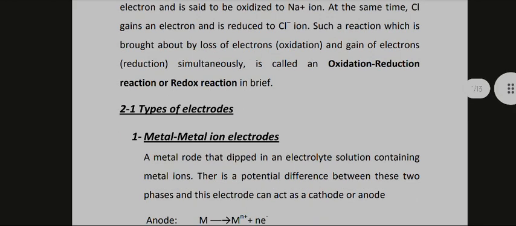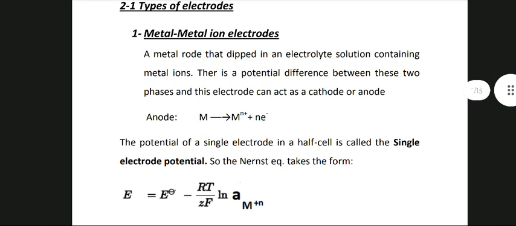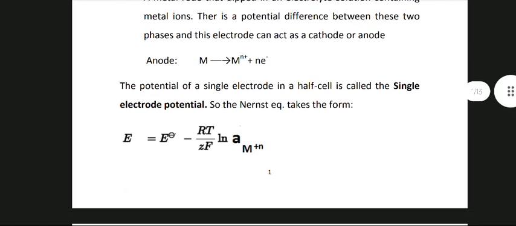Types of electrodes. First, metal ion electrodes. A metal rod that is dipped in an electrolyte solution containing metal ions. There is a potential difference between these two phases, and this electrode can act as a cathode or anode. At the anode, the reaction is: metal gives M^n+ + ne-. The potential of a single electrode in a half cell is called single electrode potential. So the Nernst equation takes the form E = E0 - (RT/zF) ln a(M^n+).